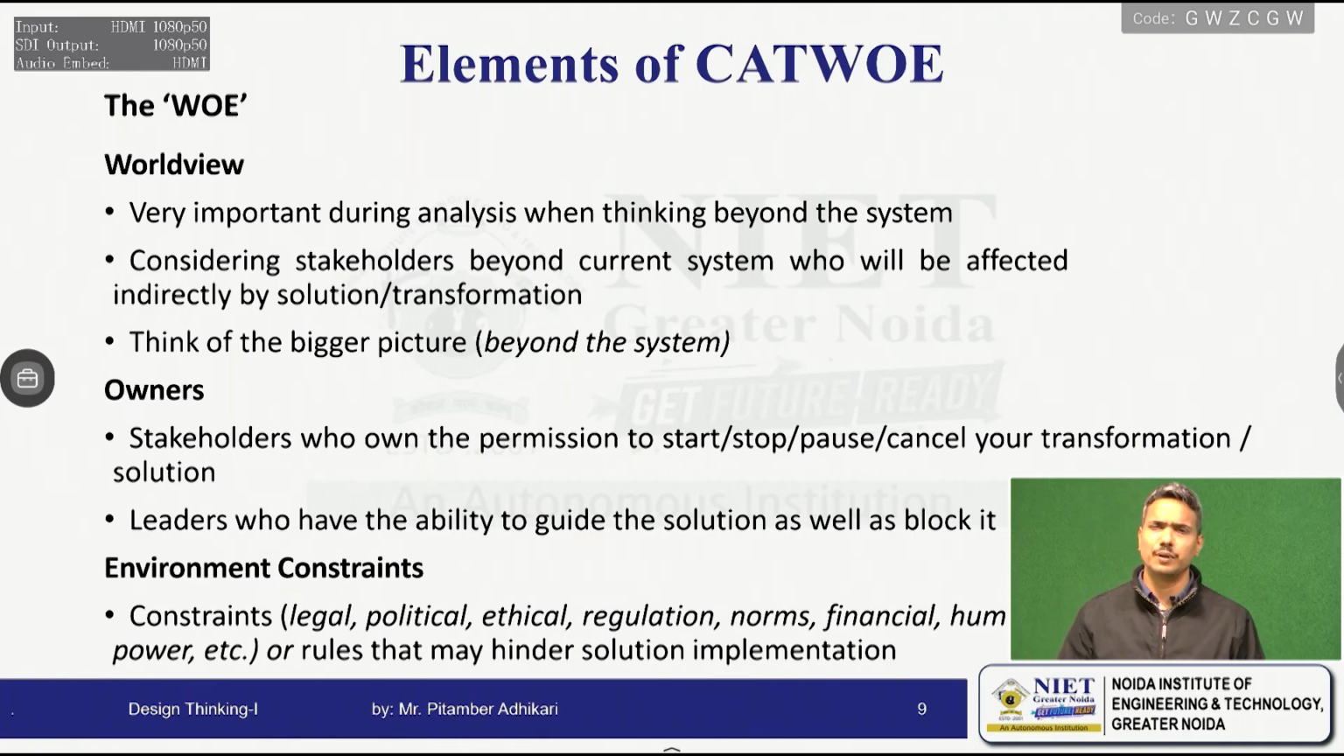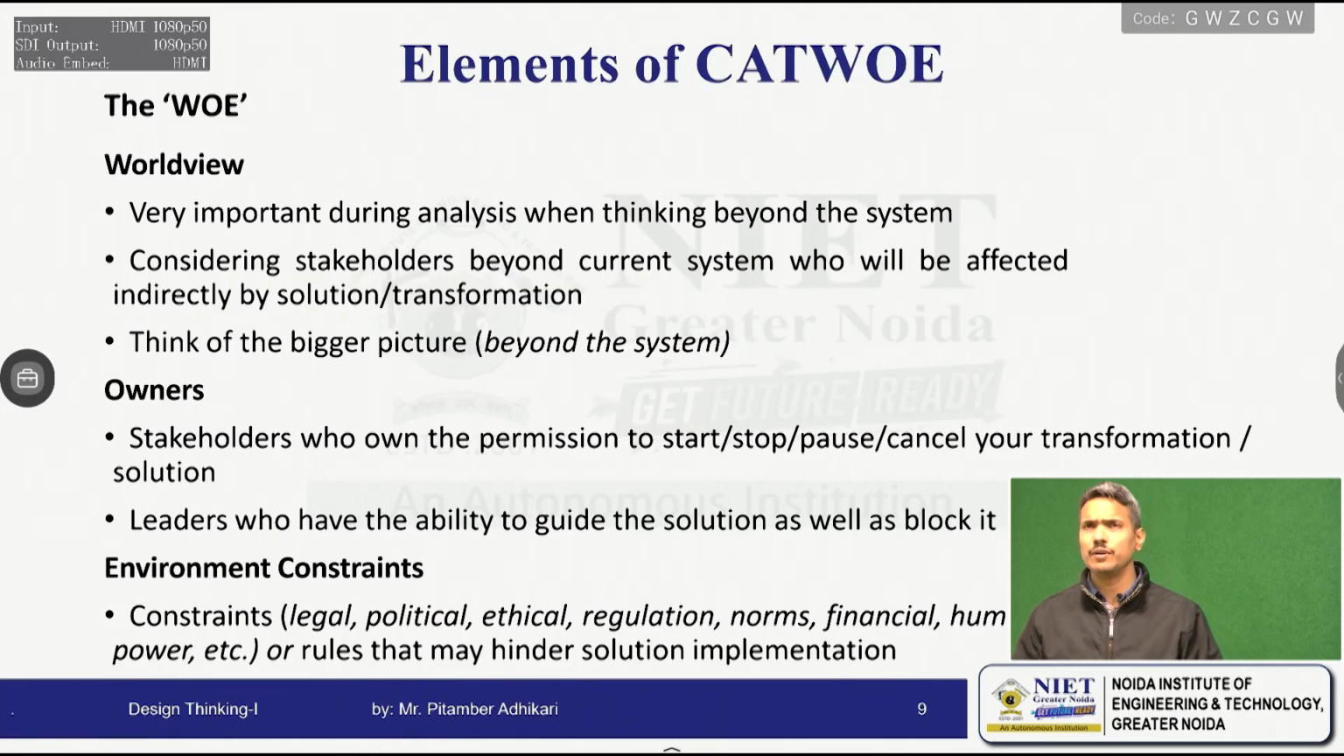For example, we have legal constraints, or you can say legal problems. There are political, ethical, there are different norms, or most importantly we have some kind of financial problems. It can be possible that whenever we want to start our project, we can face the problem of finance. There may be a problem of human resources also. So there are different constraints that any organization can face. All these will come under the category of environment constraints. Or in simple terms we can say that the different barriers or constraints will fall in this category.